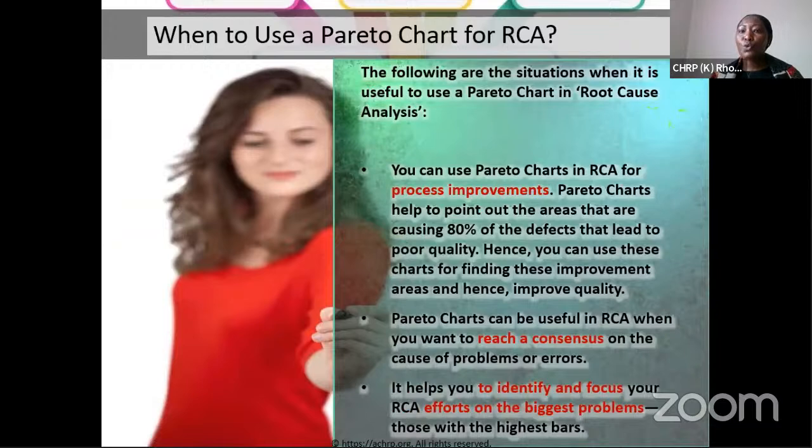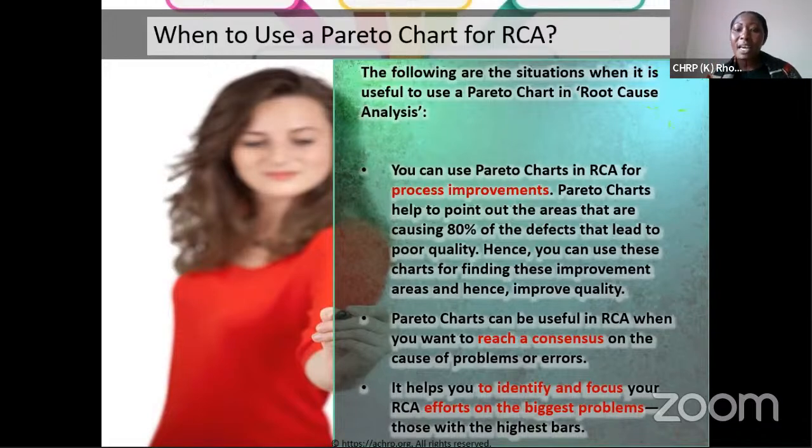Then let's proceed to what other instances. In instances where you want to focus on process improvement, we are saying Pareto charts help to point out the areas causing 80% of the defects or the problems in your organization that lead to poor quality. Hence, you can use this chart to find these improvement areas and improve the quality. Because you can imagine, if you know what is the cause of 80% of our complaints, of our quality issues, then you just focus on them. It becomes very easy, and the process improvement becomes very effective and also impactful.